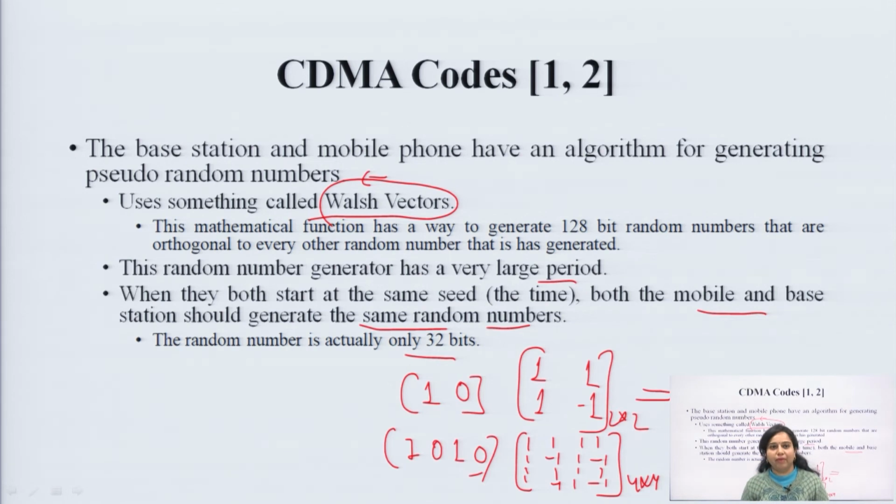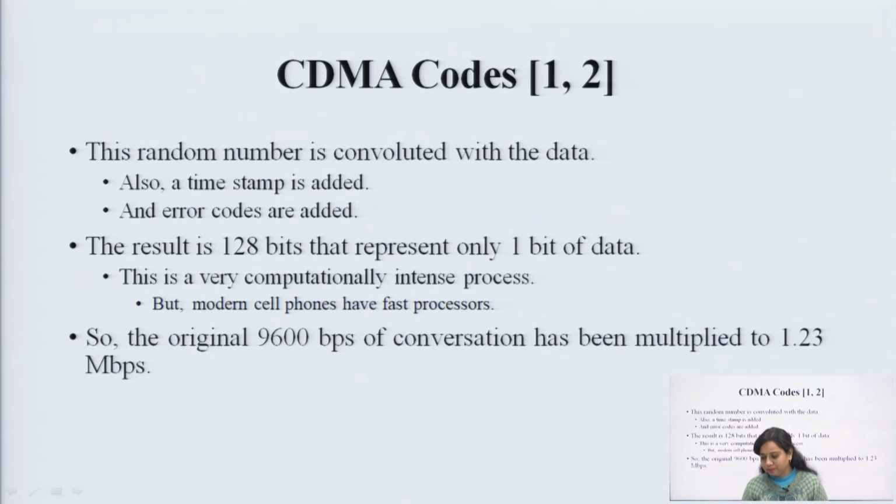So, the maximum limit is 32 bits, but it can be 10 bits, 12 bits, or 15 bits depending on the input bits that you want to send. This is variable in nature. So, this random number is convoluted with the data. Also, a time stamp is added, meaning the time at which the code will be generated.